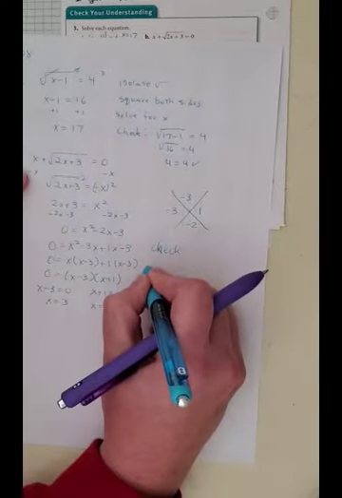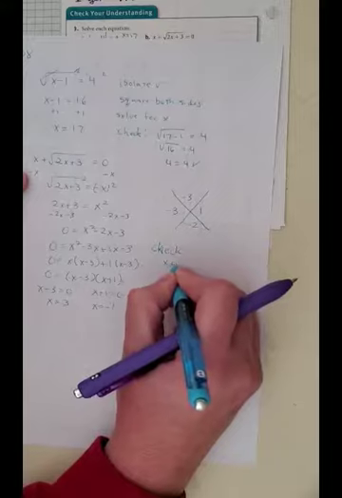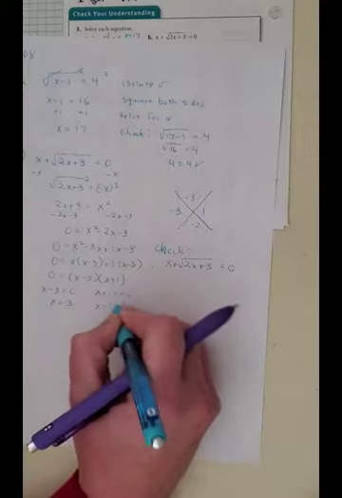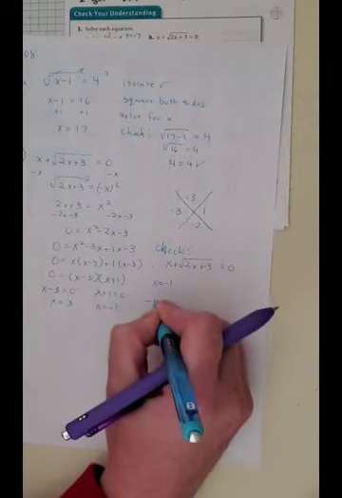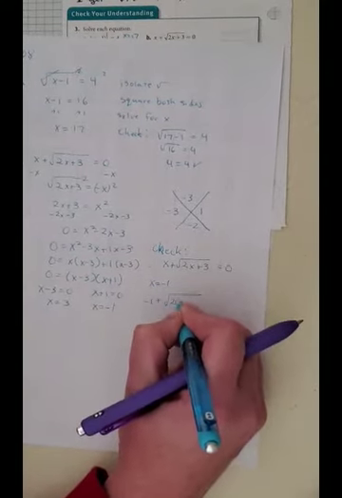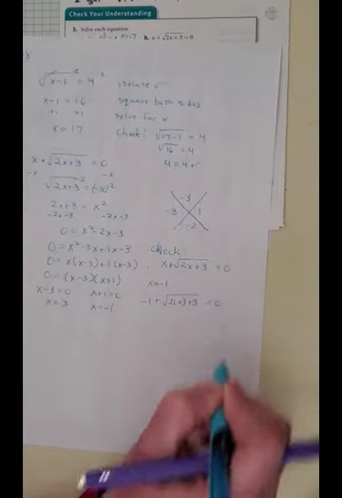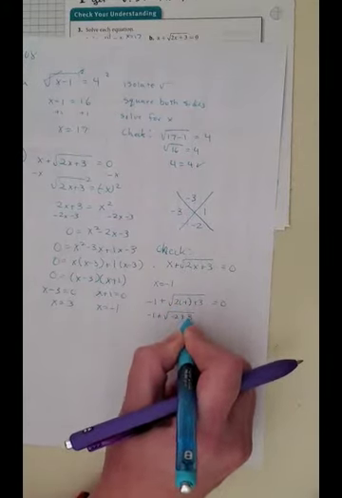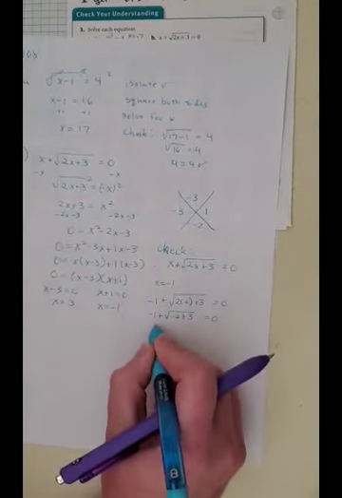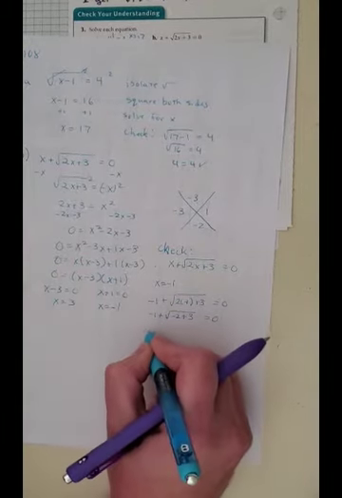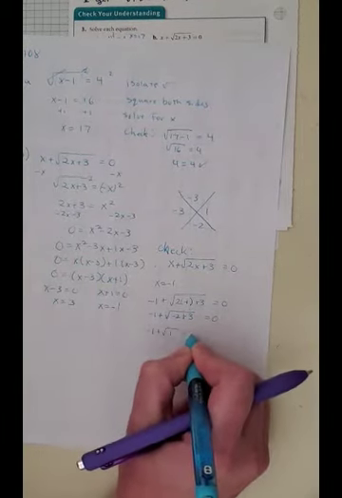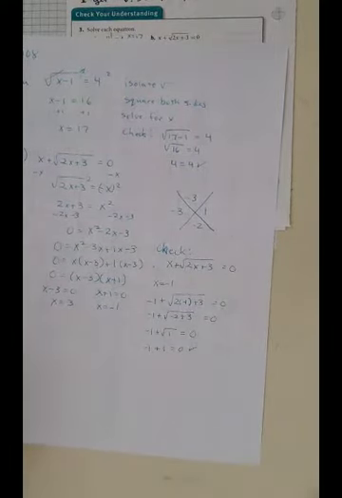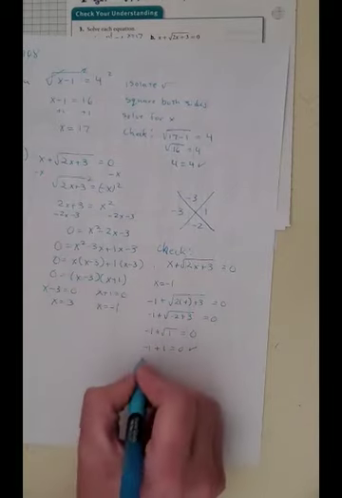So I have negative 1. My original was x plus square root 2x plus 3 equals 0. I'll plug in negative 1. So I get negative 1 plus the square root of 2 times negative 1 plus 3 equals 0. So negative 1 plus, that would be negative 2 plus 3 equals 0. So this would be negative 1 plus the square root of 1 equals 0. Negative 1 plus 1 equals 0. Check.